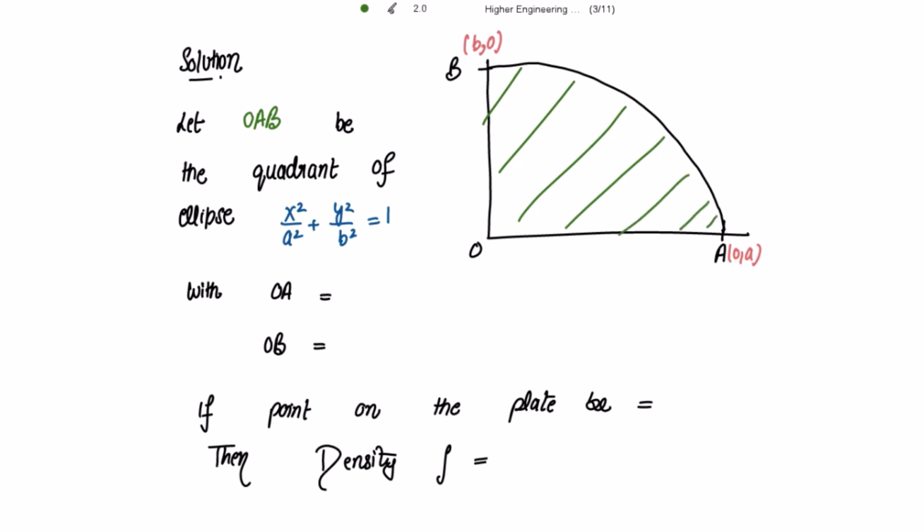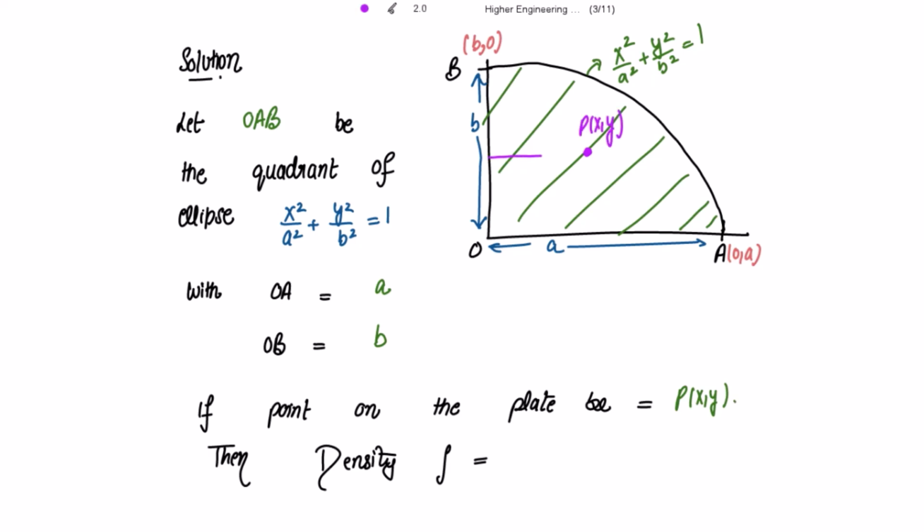square by b square equal to 1. Taking this distance OA to be A and this distance OB to be B. Let's take the point on the plate as P, which depends upon x and y. Let the distance from this axis be x and the distance from this axis be y, and let this be delta y and this be delta x.